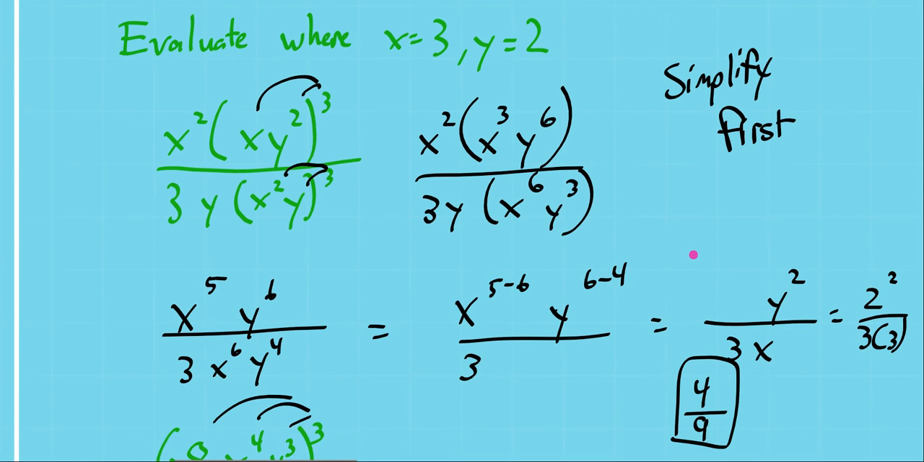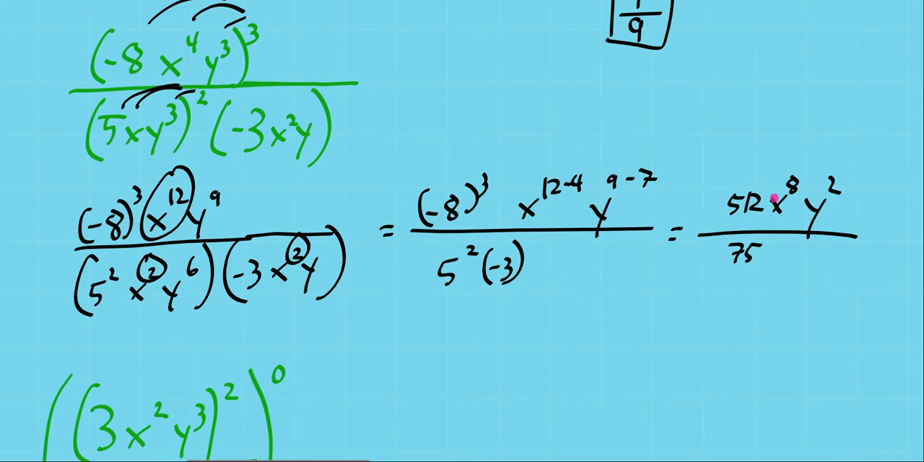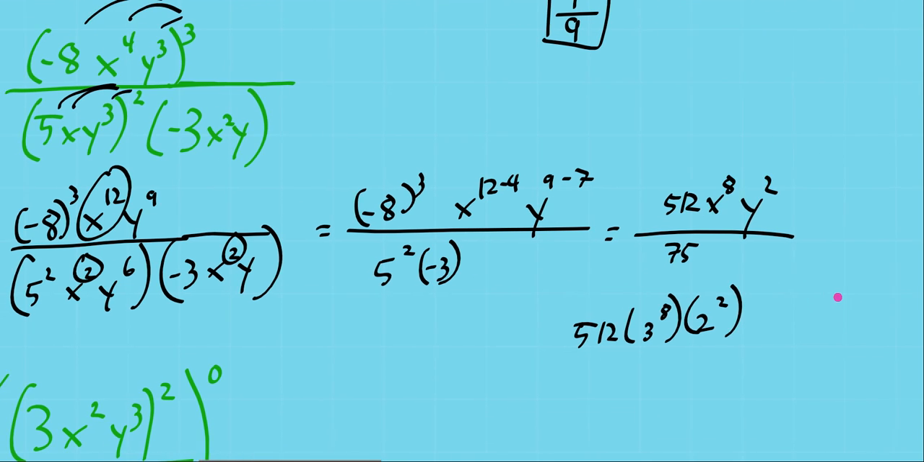To evaluate where x is 3 and y is 2, we would just plug a 3 in here and a 2 in there. We would get some giant number. I don't know. 512 times 3 to the 8 times 2 squared. 3 to the power of 8 is 6,561, times 512 is some other giant number, times 2 squared, times 4, is some other giant number. I don't know. I didn't plan this out in advance. This is messier than I would have liked.